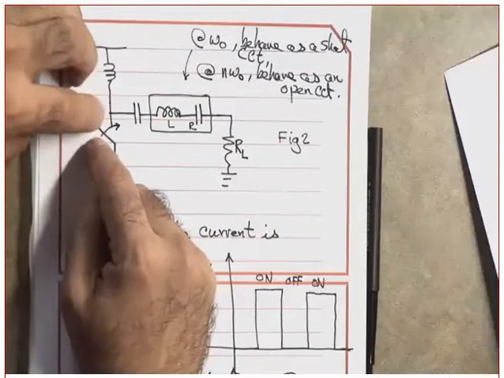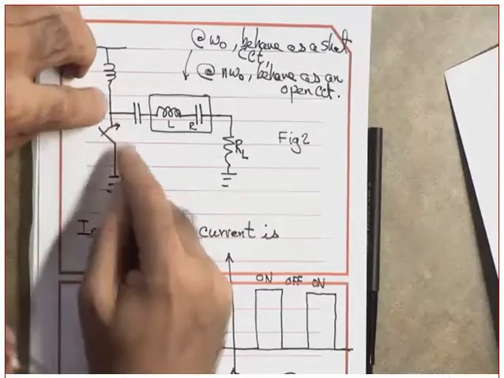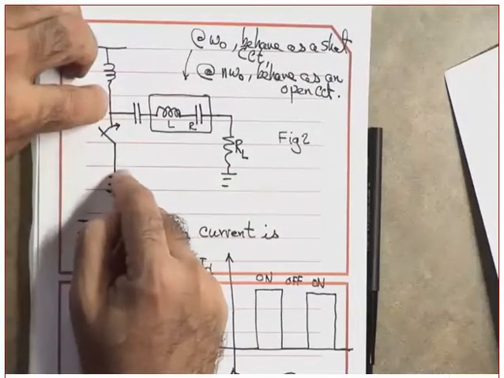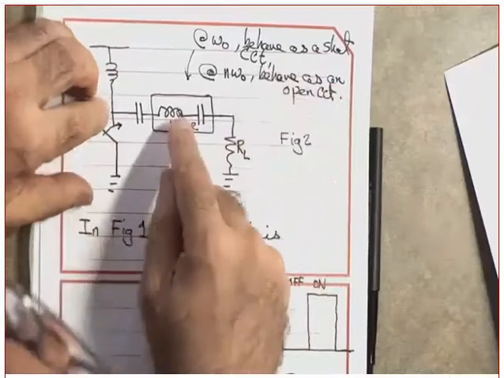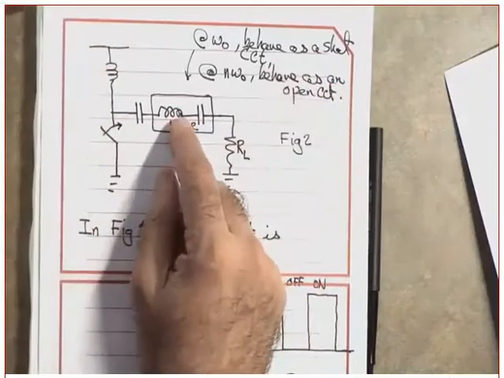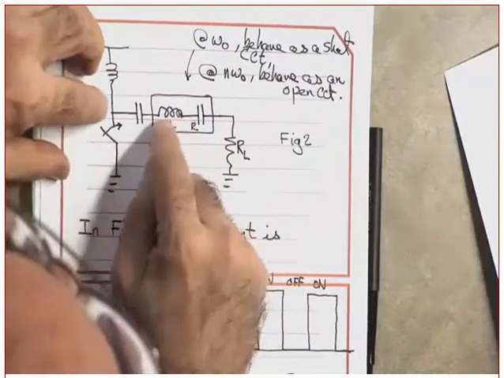It's VDD. Are you following me or not? When the switch is closed, what is the voltage here? Zero. Do we agree? Okay, good. Now, what is the current? Let's understand what the current is.